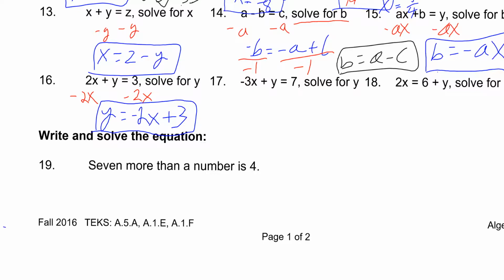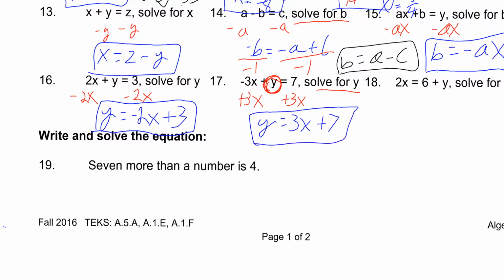Now, number 17 is asking us to solve for y. So we got to get the y by itself. We're trying to get that alone. So, in order to do that, we need to add 3x to both sides. And that's going to be y equals 3x plus 7. And that's pretty simple, right? Not too horrible.